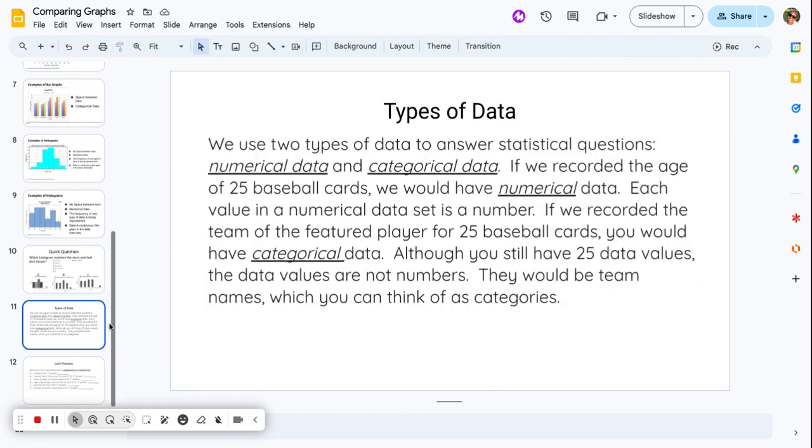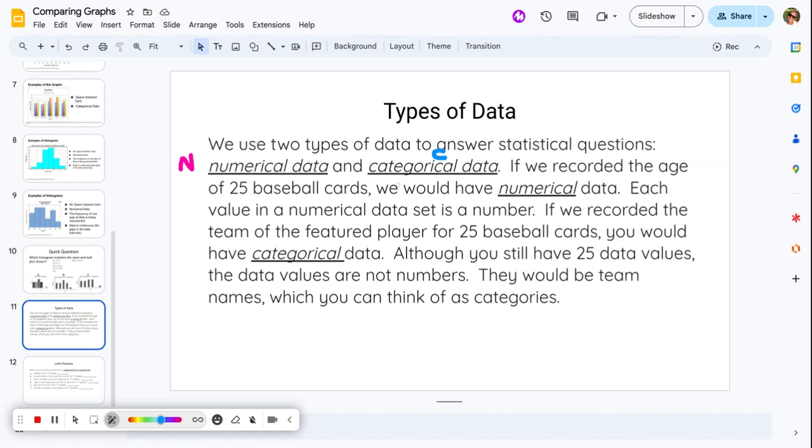Okay, so let's continue our talk with types of data. As we mentioned before, we use two types of data to answer statistical questions. Numerical data, which is our N, which has to do with histograms, and then we have our categorical data, a C, which had to do with our bar graphs.